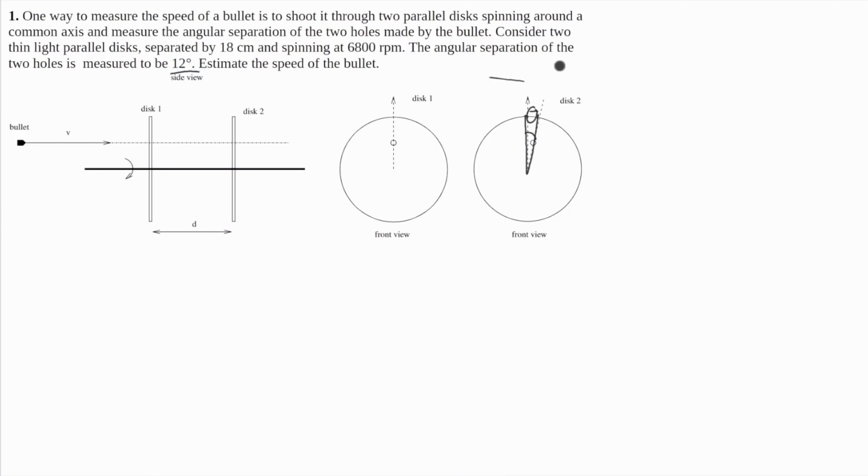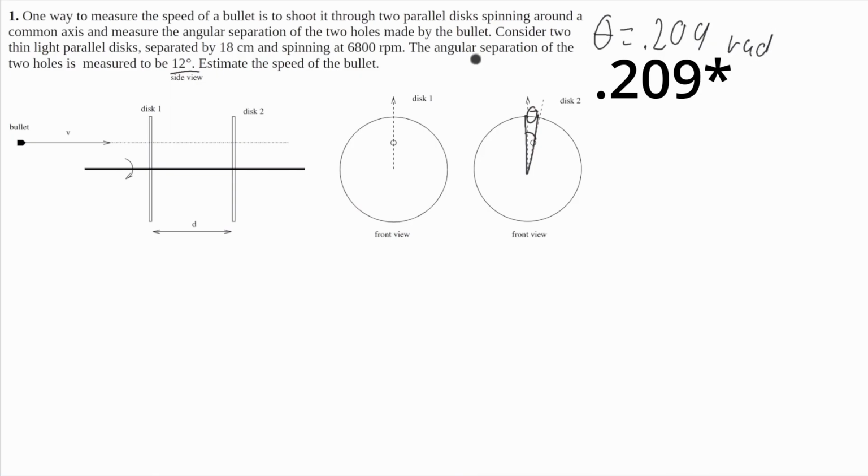degrees. Well, in order to use the equations we're going to have to use, this has to be in radians, so theta is going to equal 0.290 radians. It tells us that this distance here is 18 centimeters, which is 0.18 meters. And it tells us that both of these disks are spinning at 6,800 RPM.